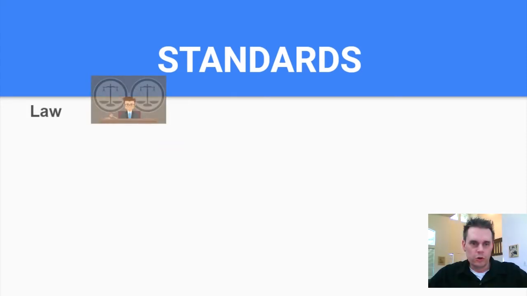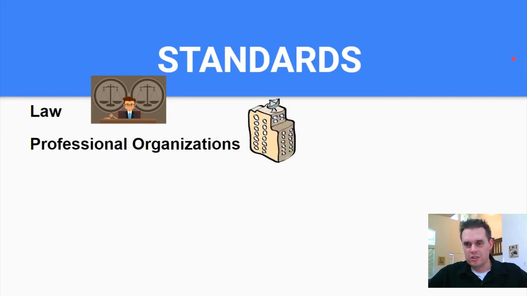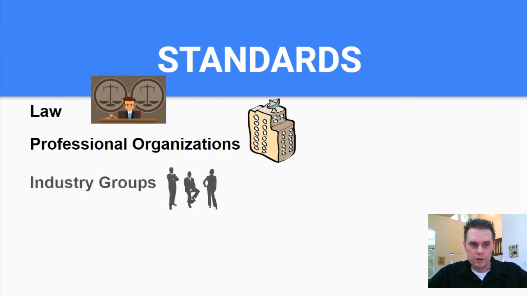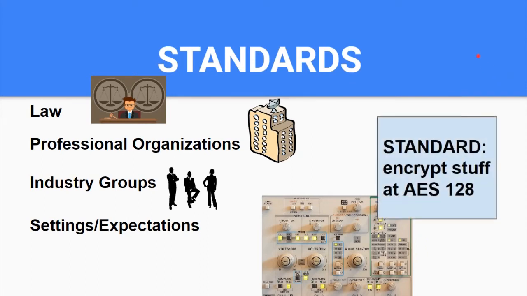Standards are a little bit more granular than policy, and your standards can come from law, whether it's regulatory law or administrative law from a judge. They can come from professional organizations such as CISSP, or they can also come from industry groups such as the PCI, or the Payment Card Industry Group. Standards contain expectations or settings. An example, going with the previous encryption policy: if you furthered that down into a standard, then your standard would say encrypt stuff at AES, or Advanced Encryption Standard, using 128-bit key length.